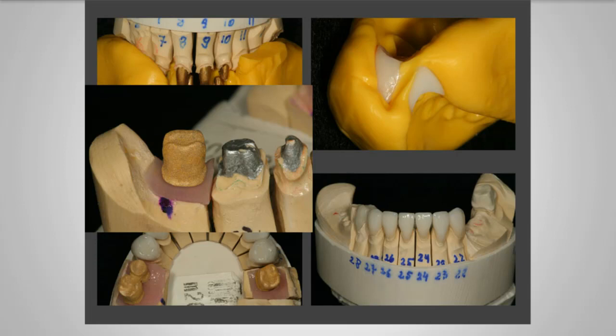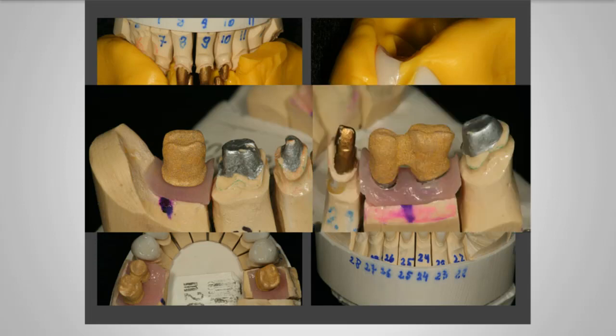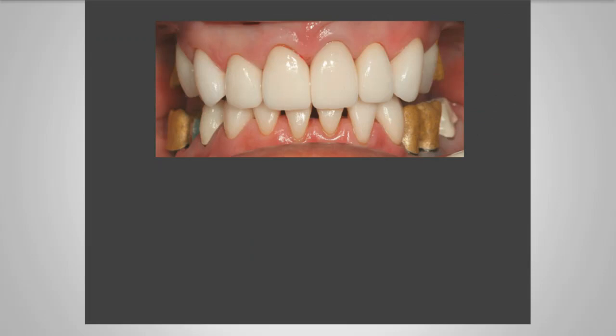Again, I want to gauge the amount of space because here's where the porcelain's going to be. Split half and half, it's perfect. Anterior bite is good.